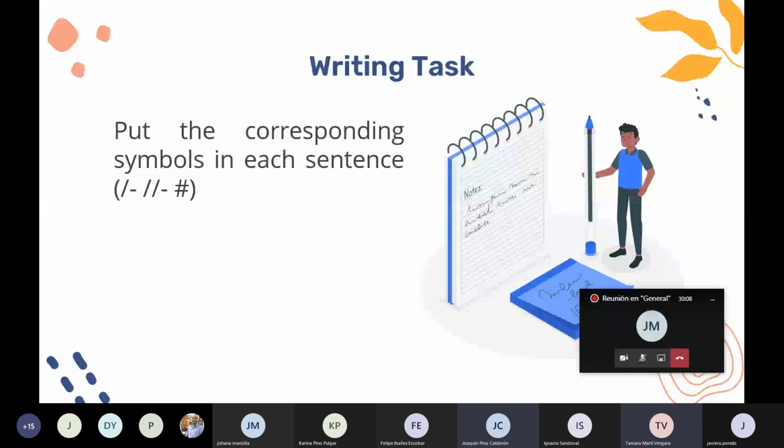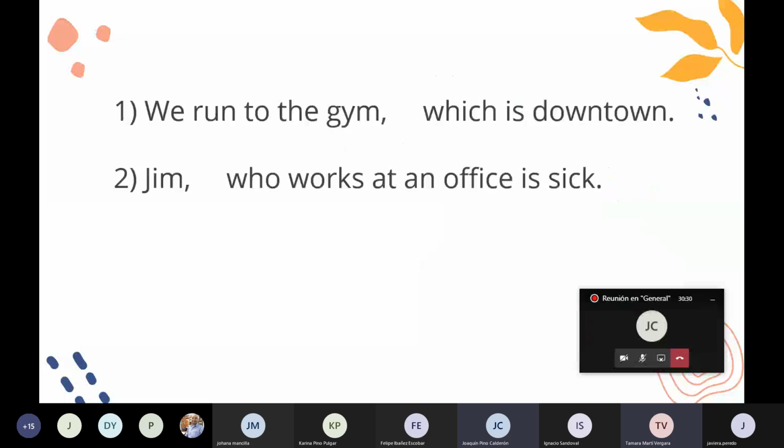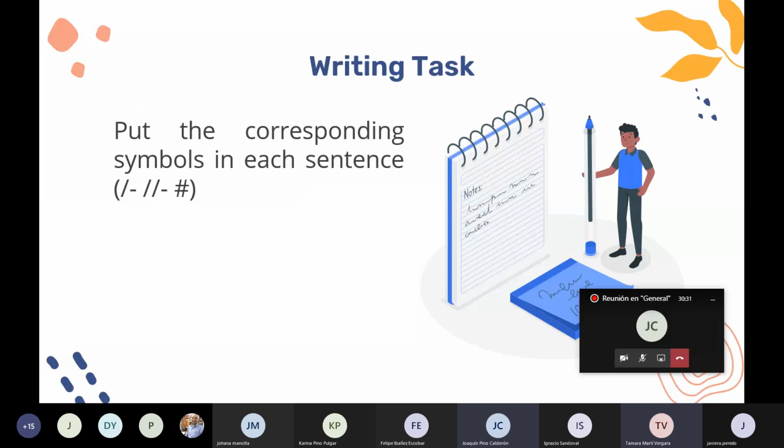Okay, hello guys, Joaquin here again. So we're going to do a writing task. It's going to be quite easy and quite fast. We're going to put the corresponding symbols in each sentence, okay? For each category of symbol, you're going to have two sentences, and you're going to have 1 minute per sentence. So 2 minutes in total for each type of symbol. So yeah, just go to the next slide.